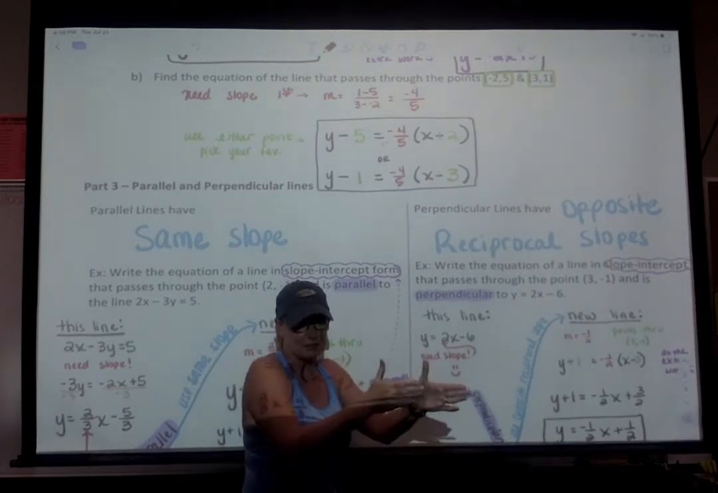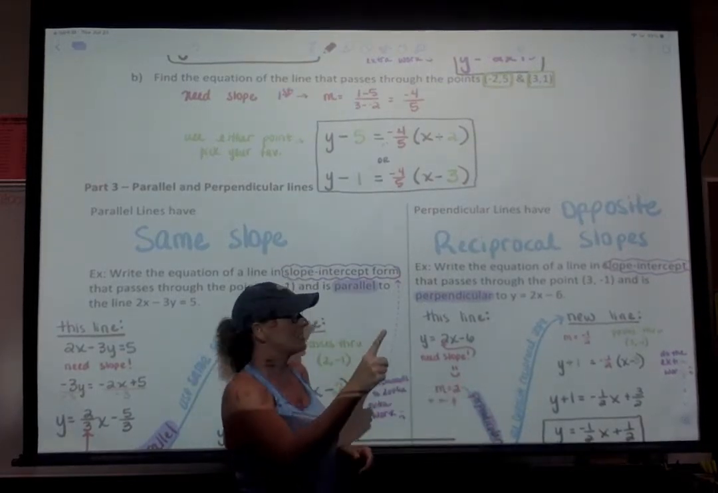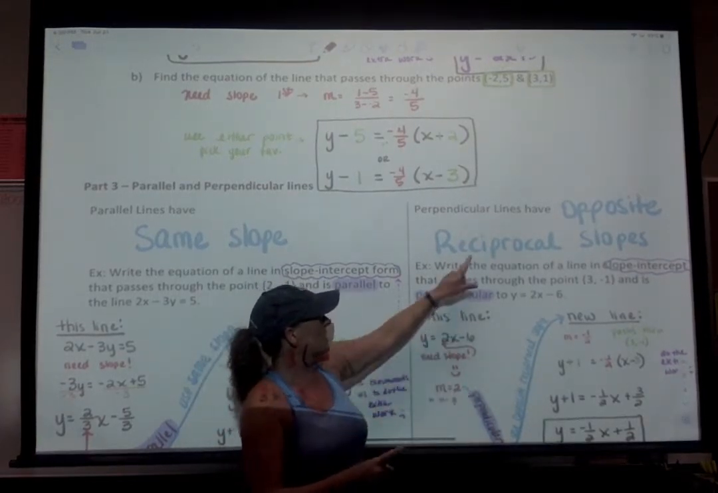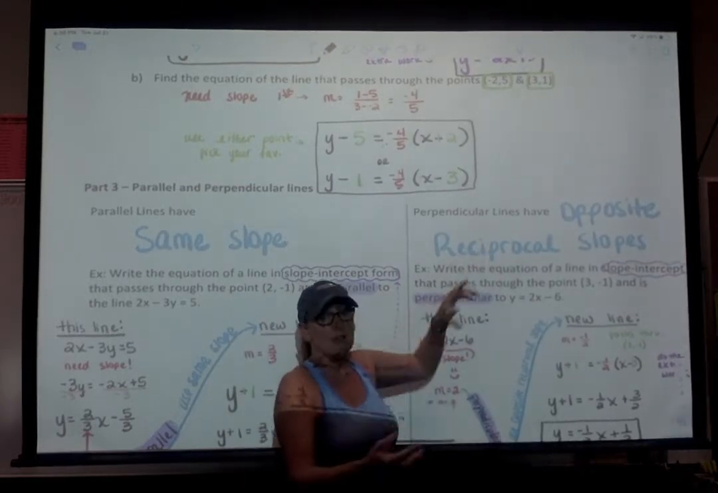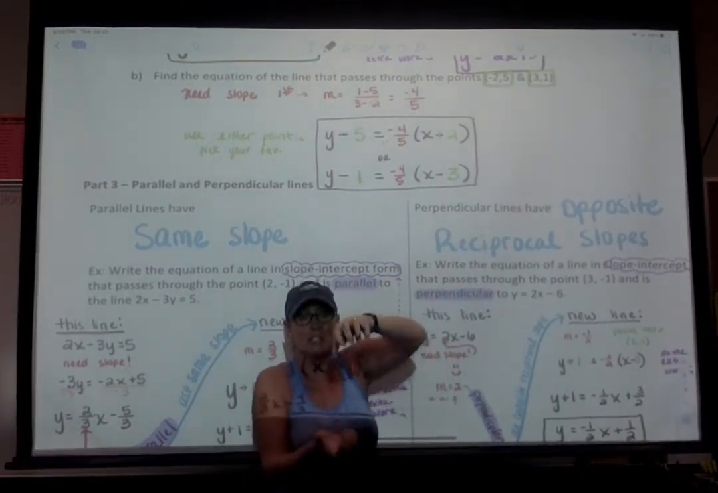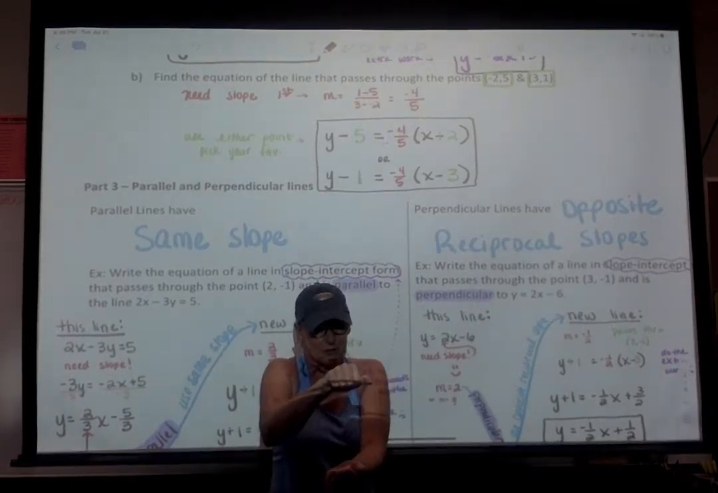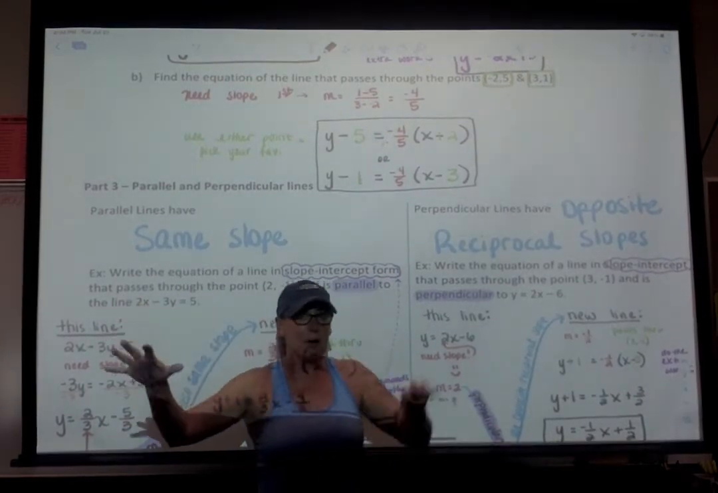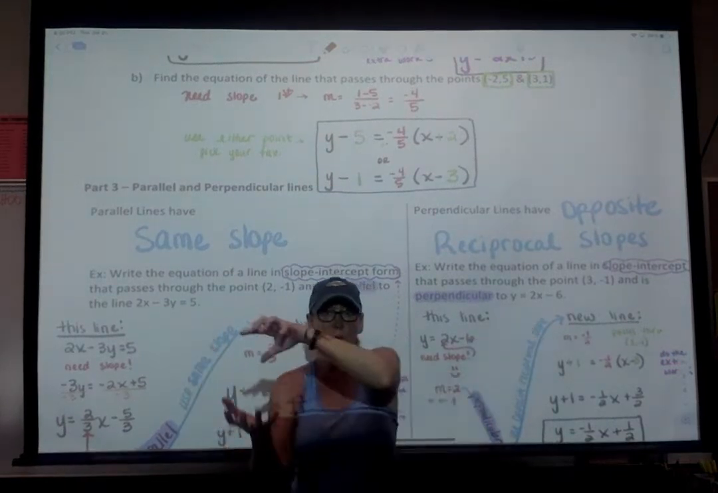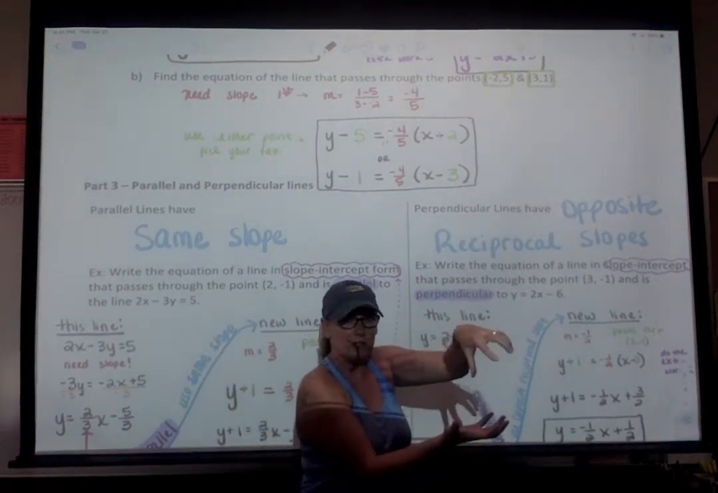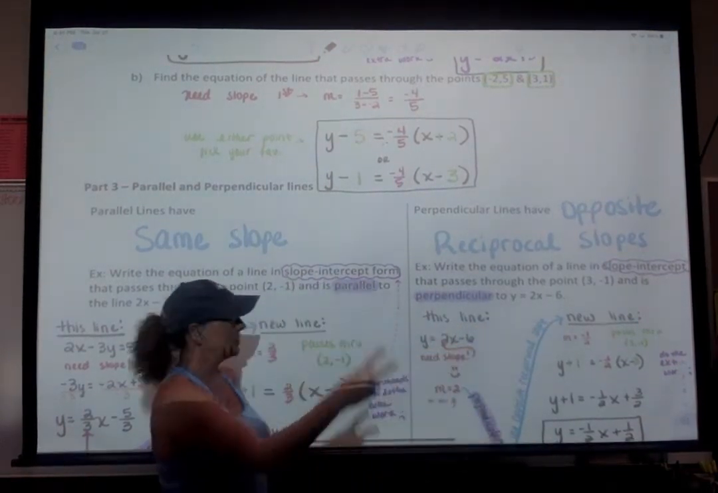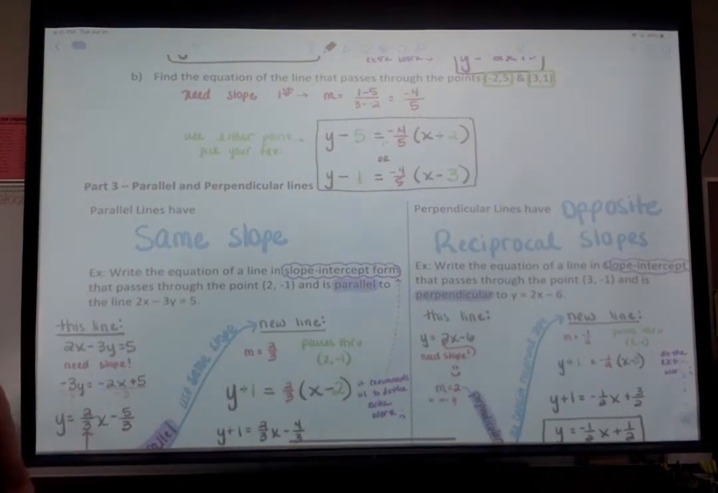Positive versus negative. Okay, so that's one of the differences, is they're positive. The other difference is their slope fractions are literally turned upside down. That's what reciprocal means. So one of them's going to be positive, one of them's going to be negative, one of them's going to look like this, and the other one's going to look like this. They're different in two ways, opposite reciprocals.